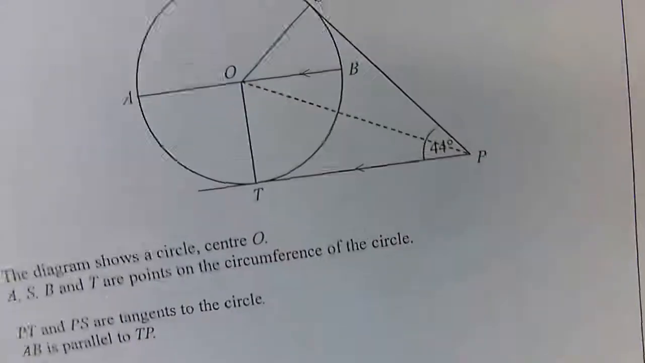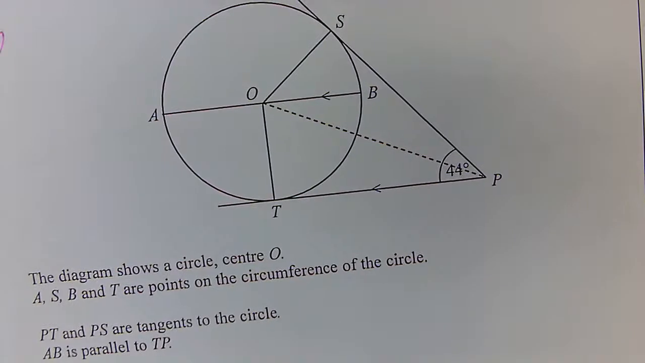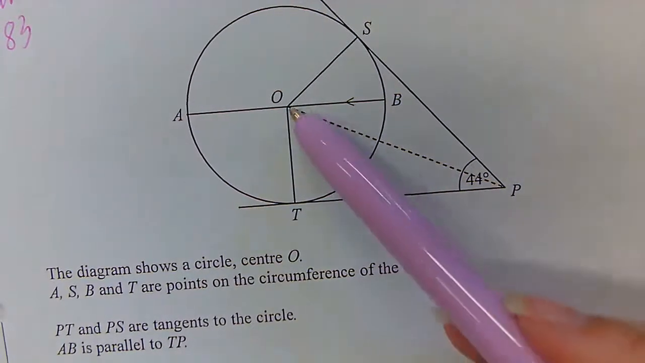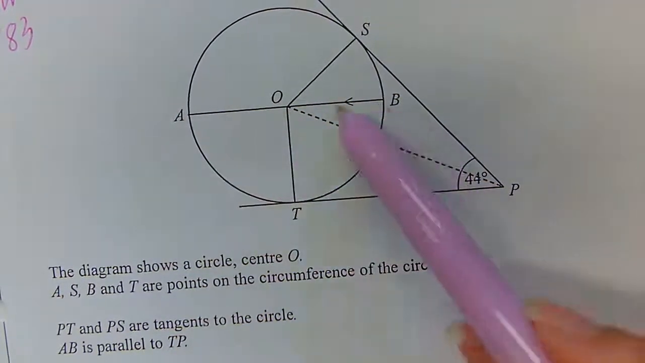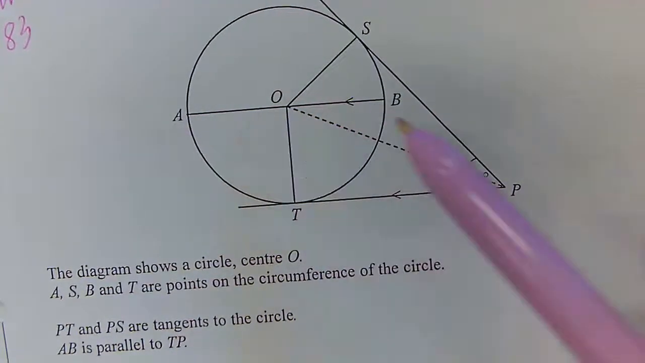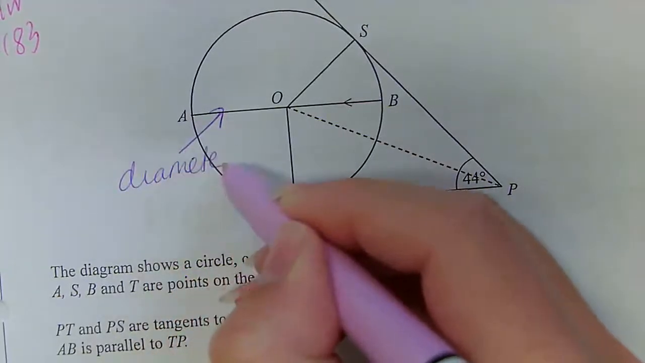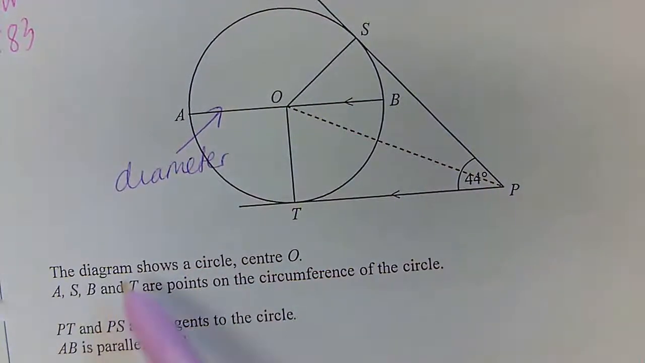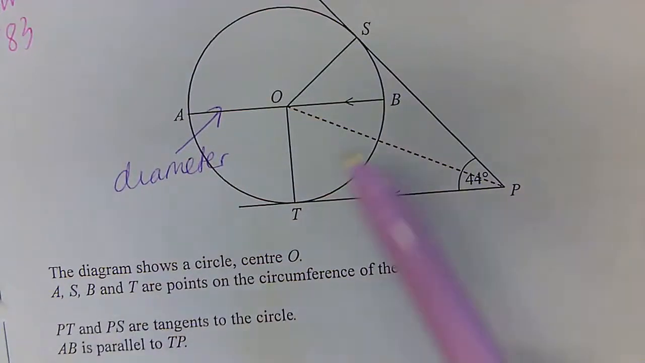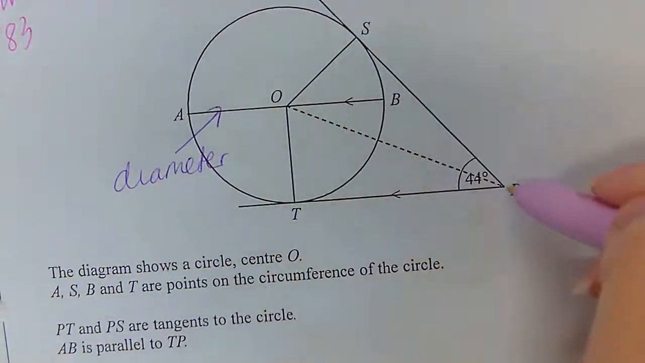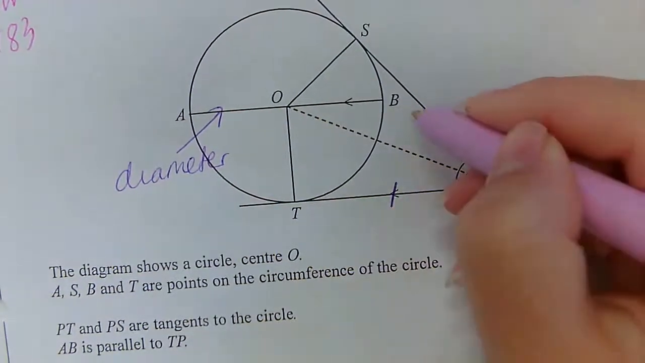Okay, next we now have our customary circle theorem question. So the diagram shows a circle, center O, fine. So this line goes to the center, so straight away I'm thinking, actually that's your diameter, isn't it? A, S, B, and T are all points on the circumference, fine. PT and PS are tangents, so I'm thinking two tangents from a point are equal.